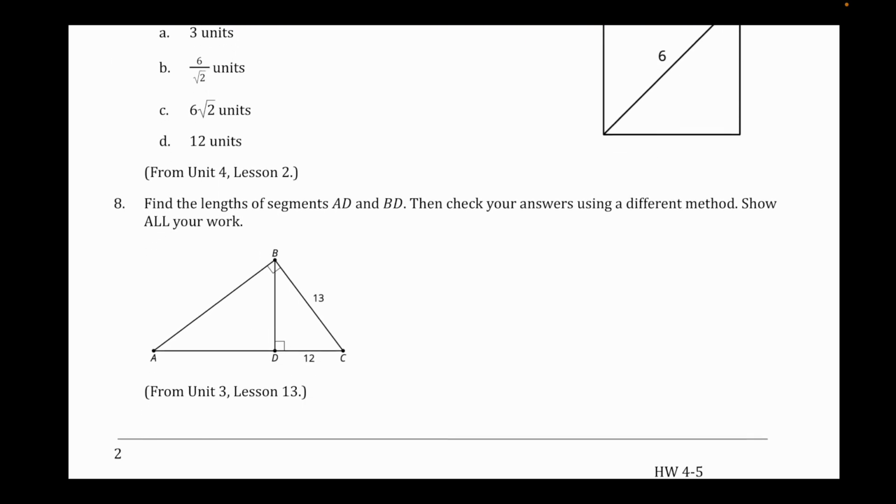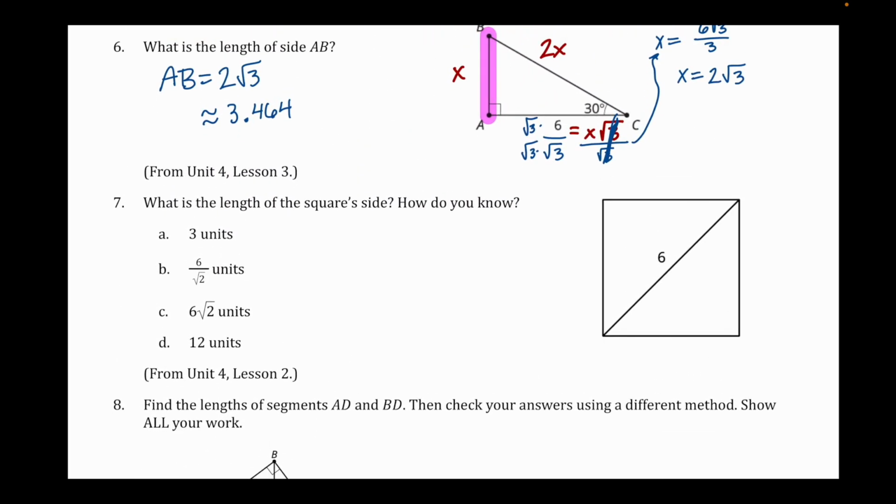Okay, question 7 and then question 8, and then we're done. So 7 says, what is the length of the square's side and how do you know? Now there is a little trick to this one. And if you remember what the trick is, it's pretty easy and you don't actually have to use any math to be able to do this one. But I think they have it labeled a little funky in here. I would not leave this answer the way they have it written, because the answer here is 6 divided by square root of 2.